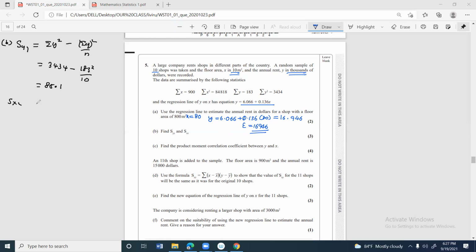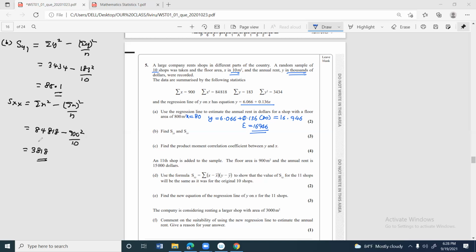Sxx, you can find it by summation of x squared minus summation of x whole thing squared divided by n. Summation of x squared is 84,818 minus 900 squared divided by 10. With this, you get the answer as 3,880. If you place this into the calculator, you can obtain this answer. Okay, let's go ahead with this.